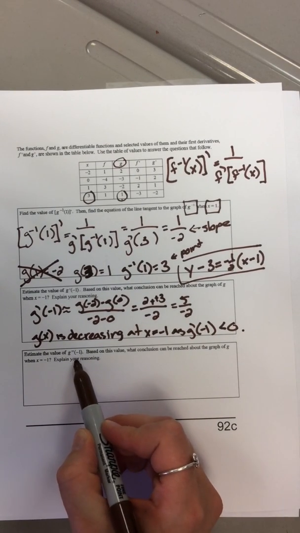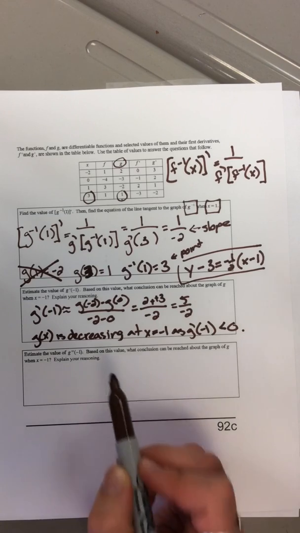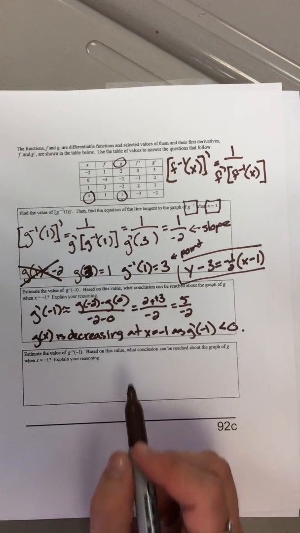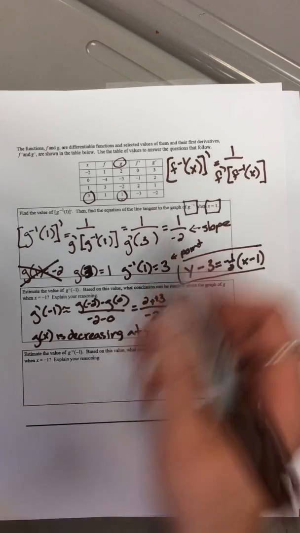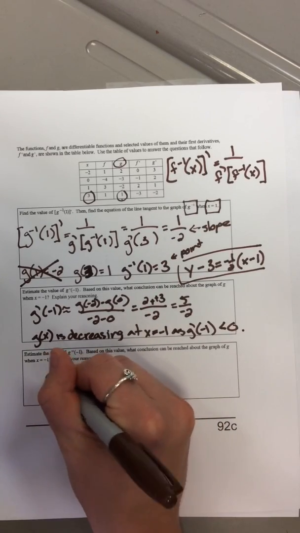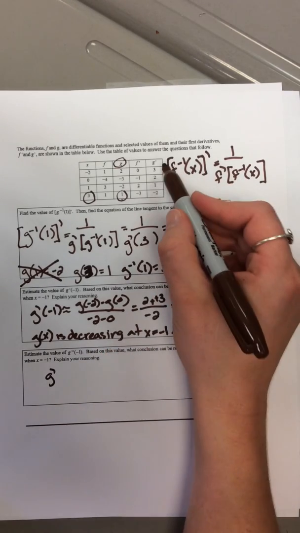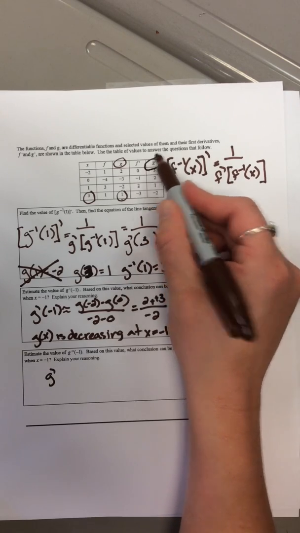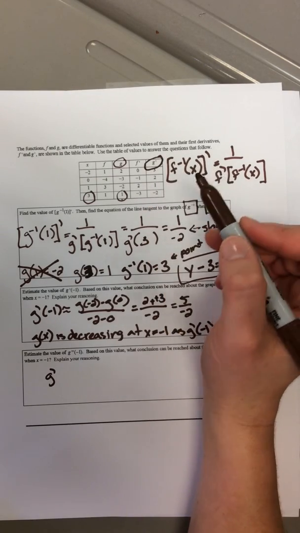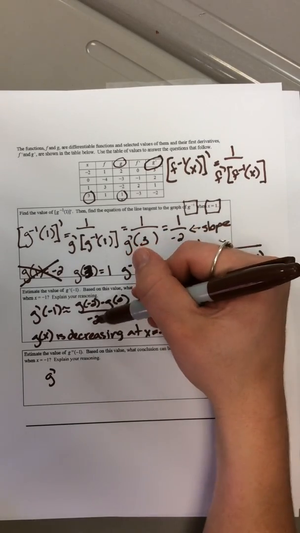Whew, double derivative. This says estimate the value of g double prime of negative 1. So if you think about this, this is the slope of the slope. And we have g prime right here. So g prime of negative 1. So I'm going to look at the graph of g prime and find the slope, because that will give me the slope of the slope. So the same thing I did up here, but I'm going to do it with the graph of g prime now.